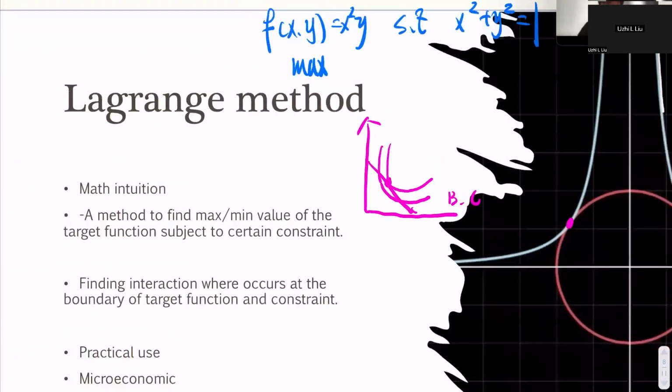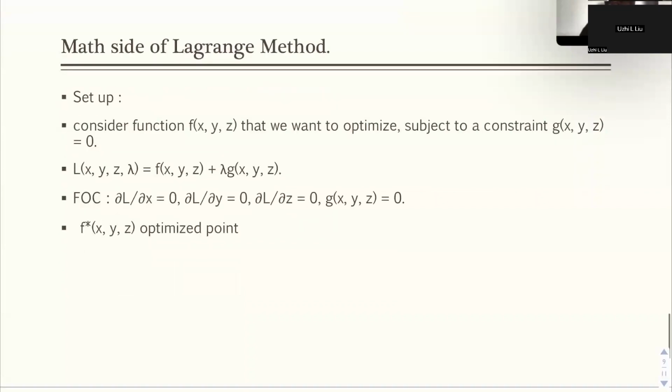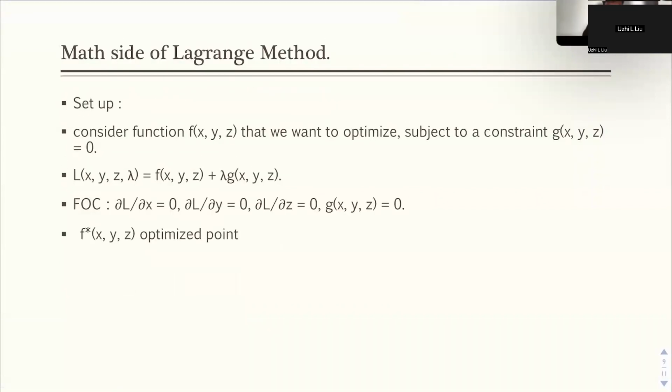So to sum up what I've just said, with the Lagrange method, we usually have to set up a function. We usually set up the function in 3 dimensions, f of x, y, and z, that we want to optimize, subject to a constraint. Here we call it the function g, g of x, y, z.